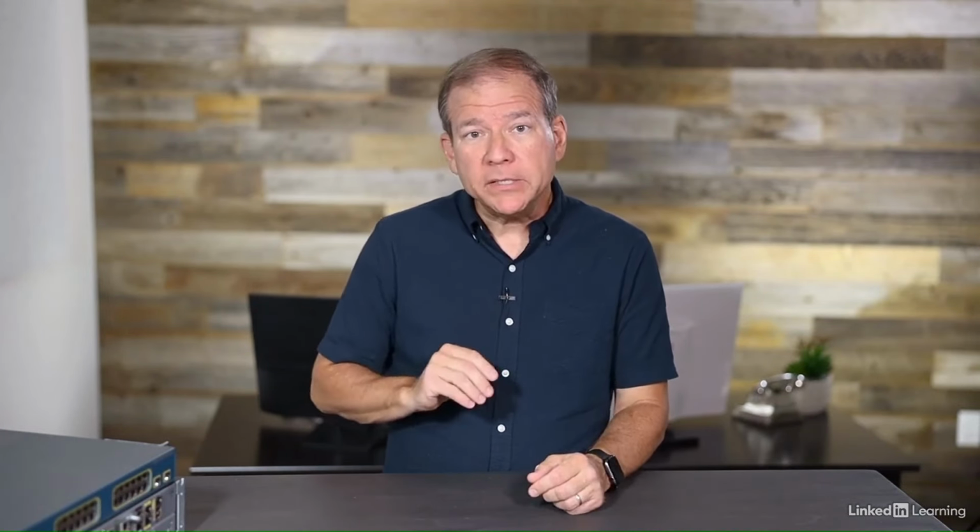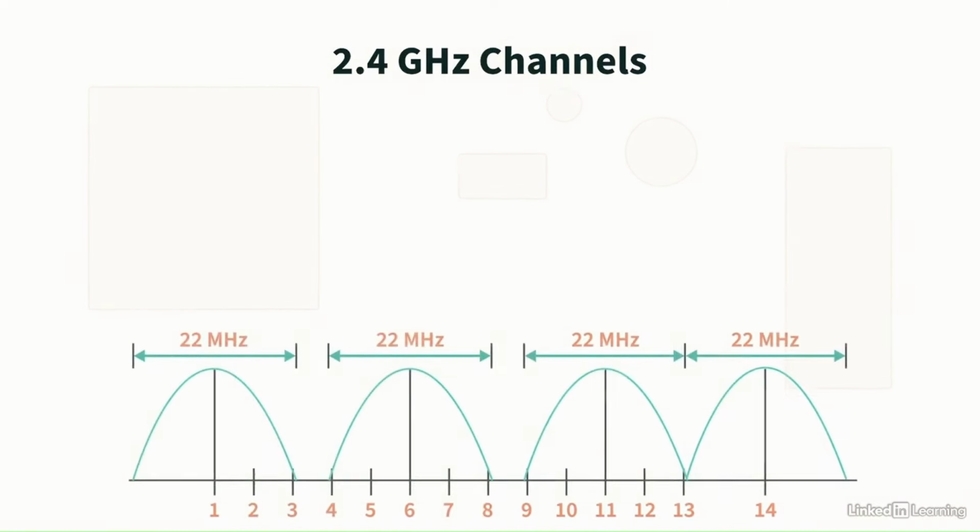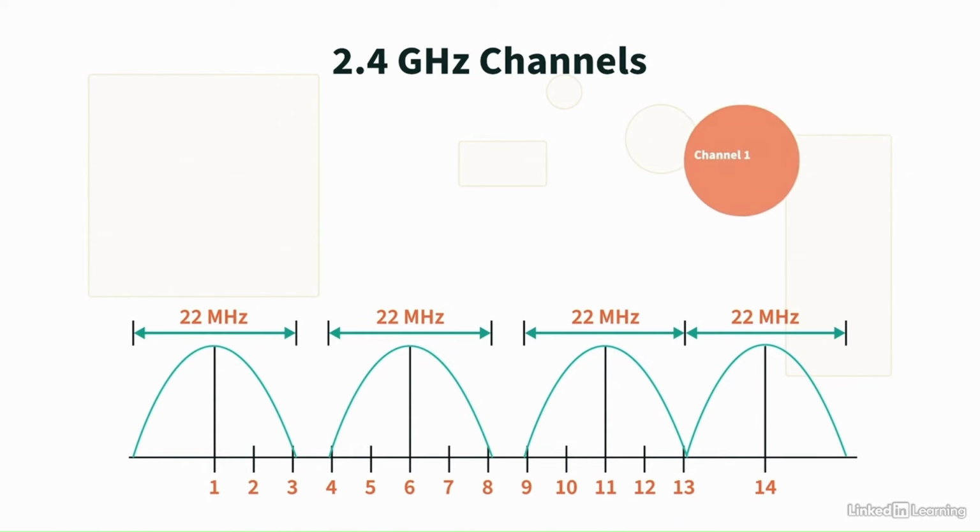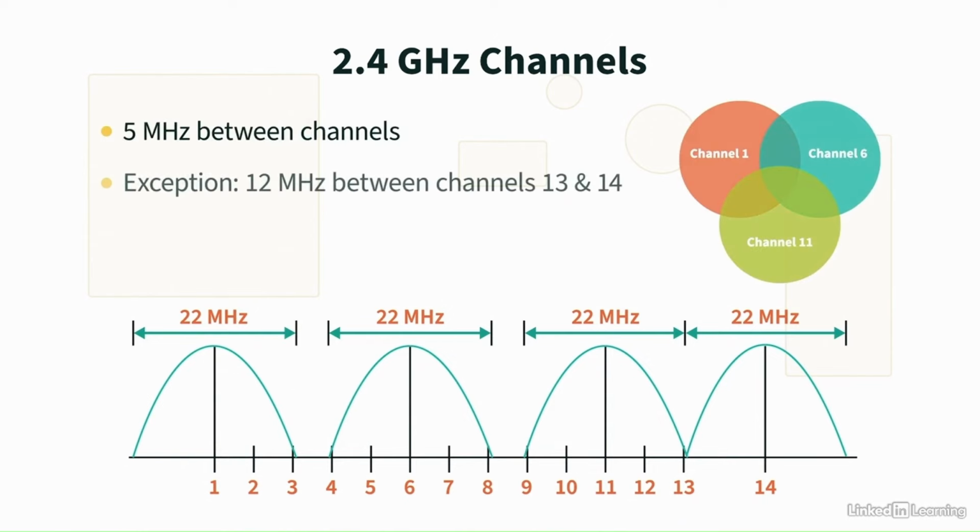There's the 2.4 gigahertz band and the 5 gigahertz band. Now, in this video, let's consider some of the characteristics of each, beginning with the 2.4 gigahertz band. The 2.4 gigahertz band of frequencies is divided into channels, and we have 5 megahertz of bandwidth between each of those channels. But there's one exception.